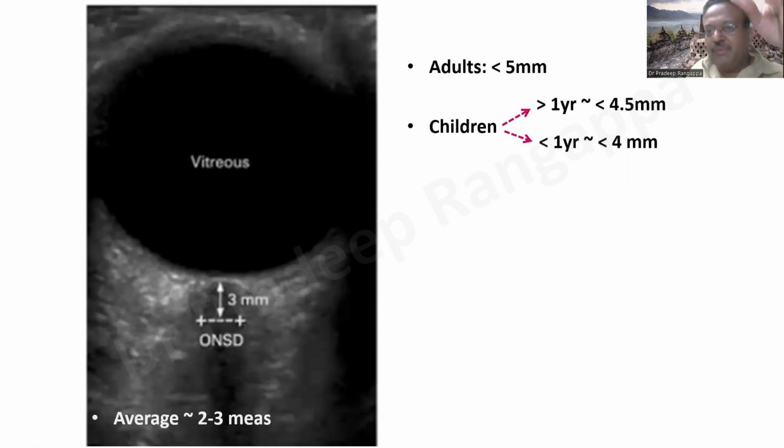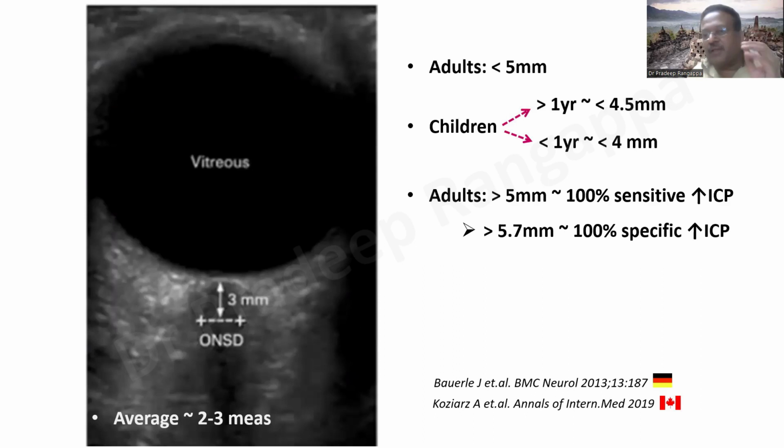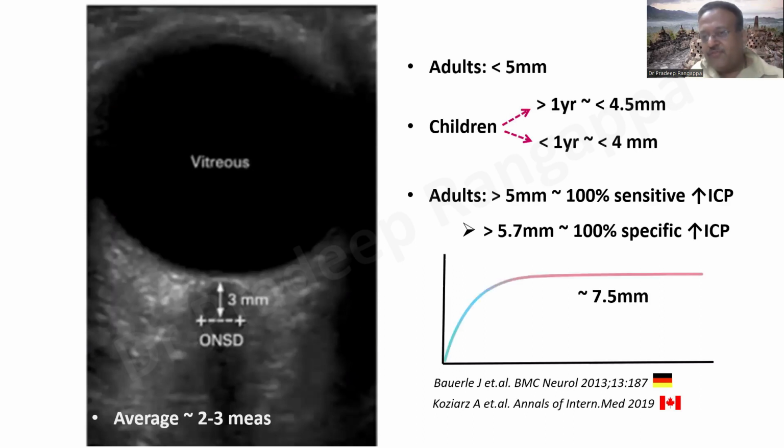In adults, it should be less than 5 millimeter. If more than 5 millimeter, it indicates there is high ICP and it is 100% sensitive. If it is more than 5.7 millimeter, it's 100% specific for increased ICP. And the graph shows something like this, where it increases up to 7.5, after which it plateaus. So it's a very easy test. 3 and 5 is what you should remember.